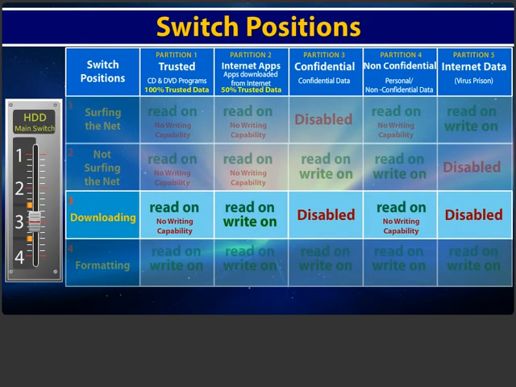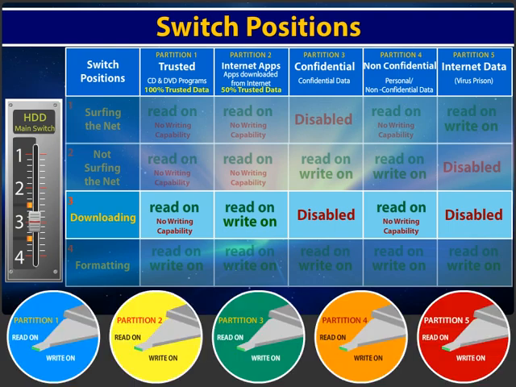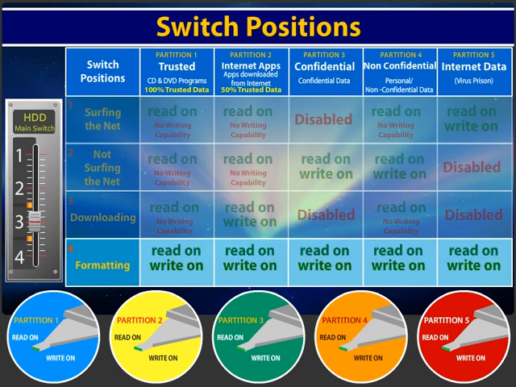But what happens when we want to format the hard disk by moving the main switch to position 4? The fourth position is used for formatting disks, assigning and reassigning partitions, and installing applications, data, and documents when users are absolutely certain that no active network connection exists and all used removable media are trustworthy. At this position, all partitions are fully enabled for reading, writing, and deleting.